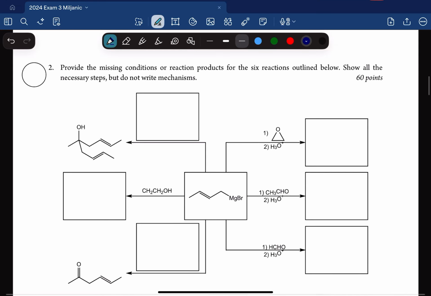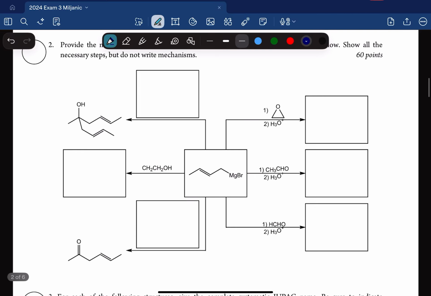So now page 2 says, provide the missing conditions or reaction steps for the 6 reactions outlined below. Show all the steps, but you don't need to show the mechanism. Okay. Now this is going to be a little bit interesting, just because of the fact that he said you don't need to worry about Grignards reacting to form alcohols. So to save you guys time, this one will form an alcohol, this will form an alcohol, this will form an alcohol. This one, we'll do this one. And then this obviously forms an alcohol here. Okay, so here we have 2 boxes that we can fill in.